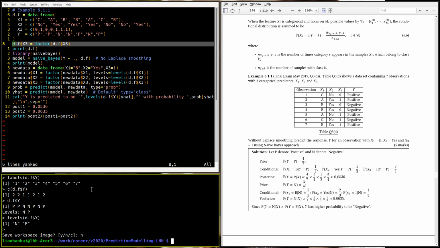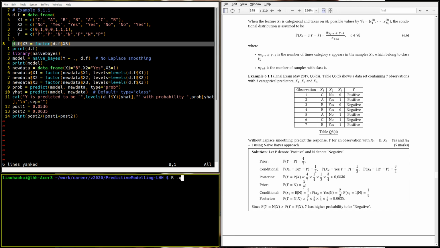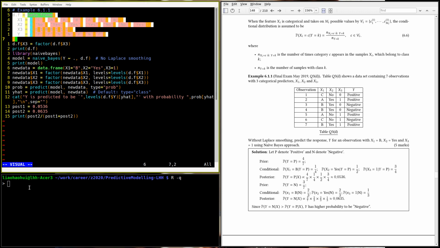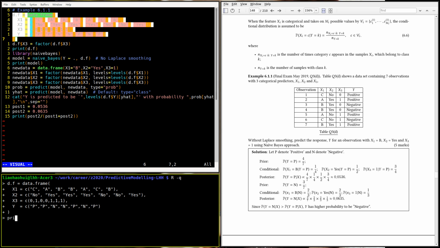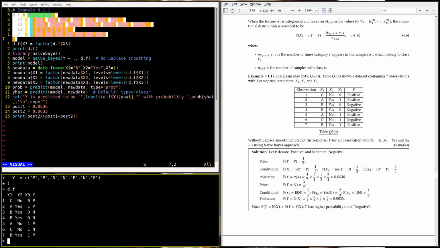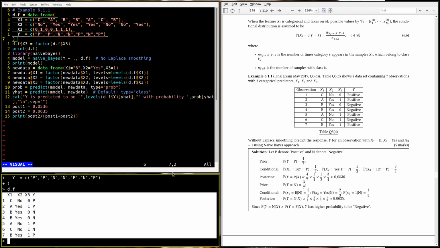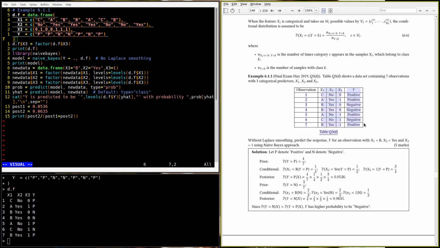I can open up something to run it. I'll probably run it here. Execute. If I just show you, you can see that it's the same as the table over there, with abbreviation.